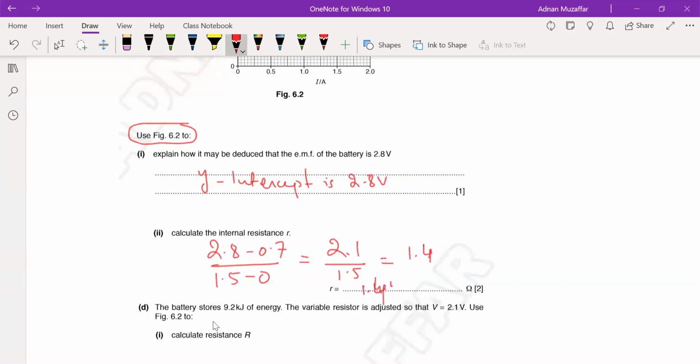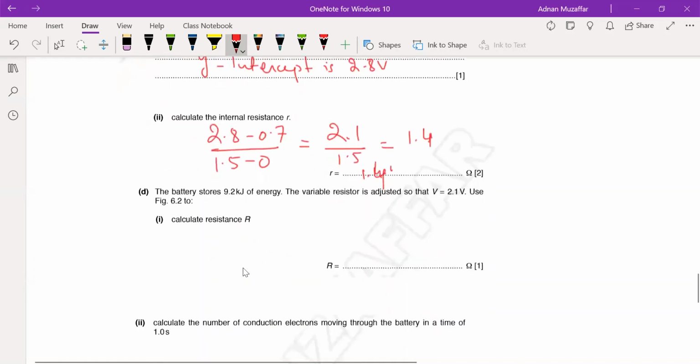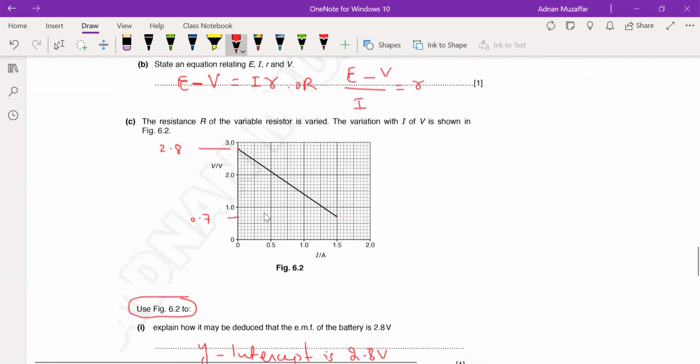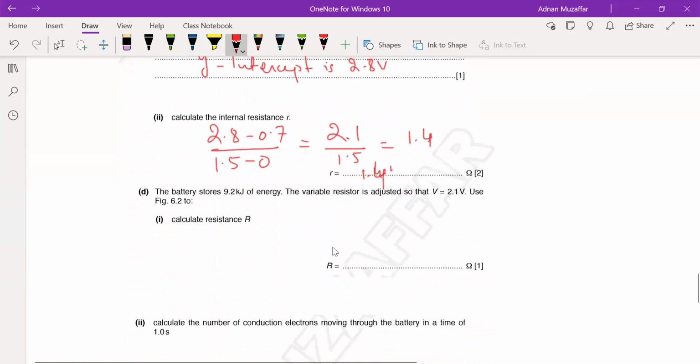The battery stores 9.2 kilojoules of energy. The variable resistance is adjusted so that the voltage is 2.1 volts. Use figure 6.2 to calculate the capital R. So how do we find capital R? You need to use this figure. Simply find the voltage divided by the current. The voltage is 0.7 and the current is 1.5. So can I do it? R equals V over I.